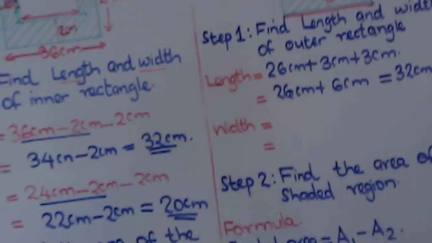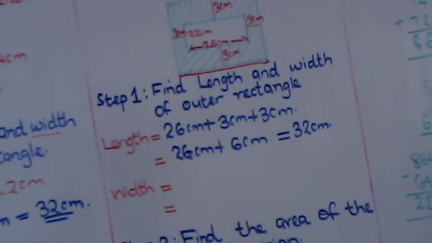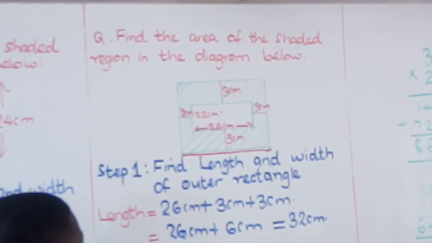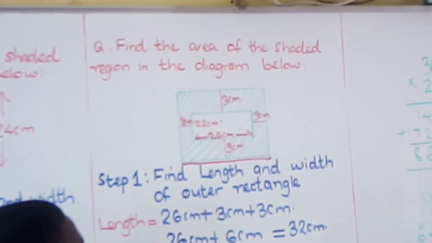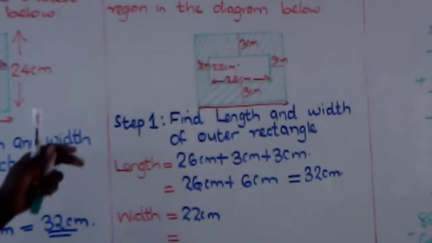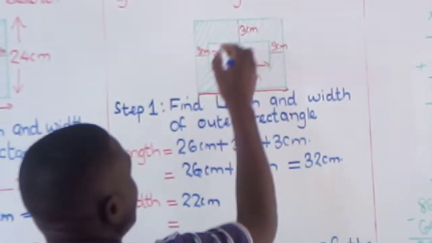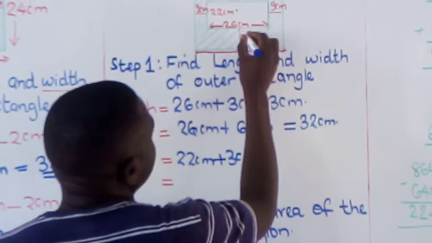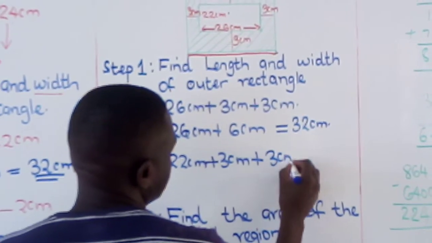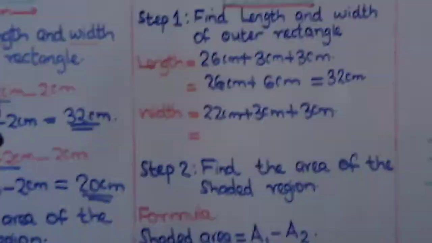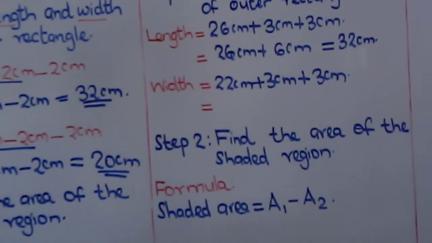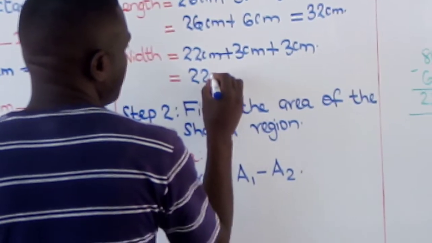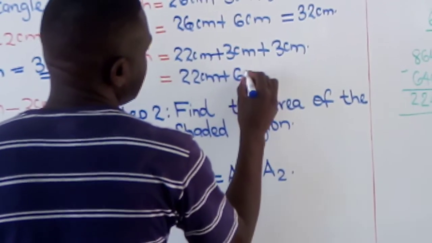Let's look at the width of the outer rectangle. Again, we will use the width of the inner rectangle, 22 centimeters. Because the width also has to increase and become big, we add that 3 centimeters and these other 3 centimeters. Okay? Again, we will come and say 22 centimeters plus 6 centimeters.